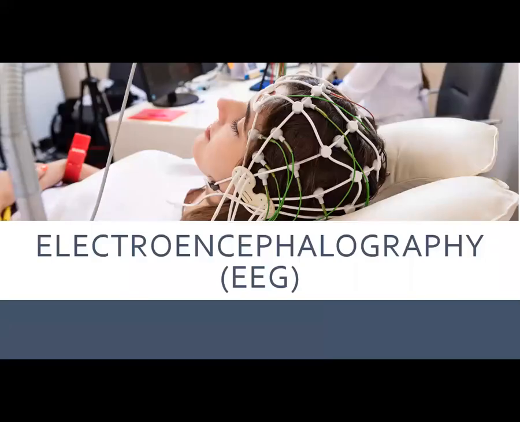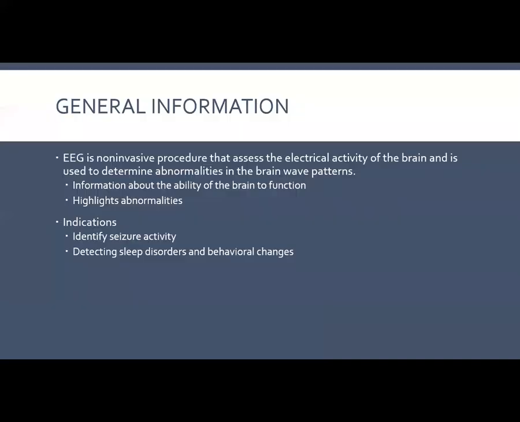An electroencephalogram, or an EEG, is the next one that we will be talking about. An EEG is a non-invasive procedure that assesses the electrical activity of the brain and is used to determine abnormalities in the brainwave patterns. So it gives information about the ability of the brain to function and highlights abnormalities. The reason we would use it is to identify seizure activity and to detect sleep disorders and behavioral changes.